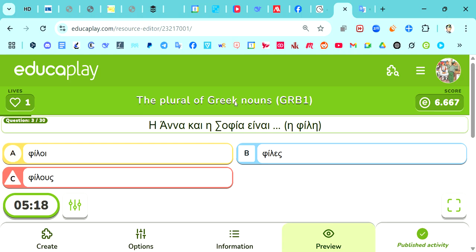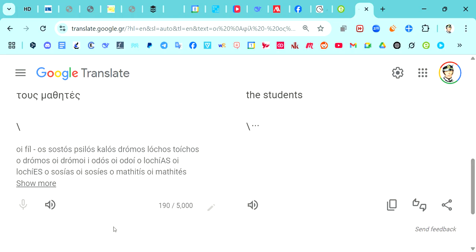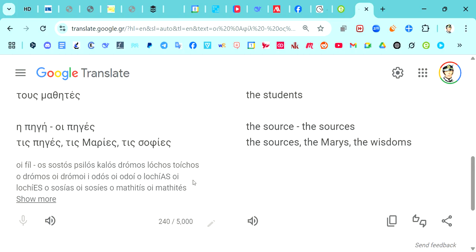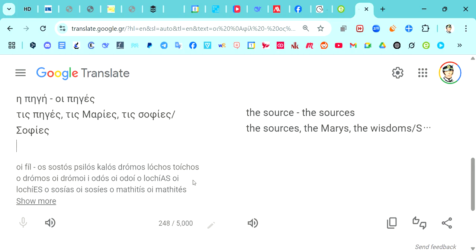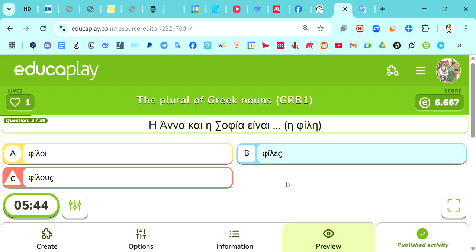Let me give you some more examples. Like, η Μαρία, οι Μαρίες. Η Σοφία, οι Σοφίες. And one in -η, let me write this one to be clear. Η πηγή, how will this go? Οι πηγές. And the accusative will be the same but with a different article. Τις πηγές, τις Μαρίες, τις Σοφίες. This can also be written with an uppercase, depending on whether it's a name or a noun. Φίλες λοιπόν.